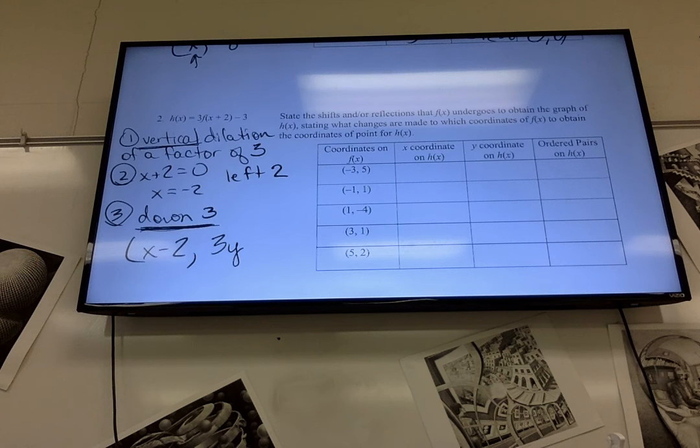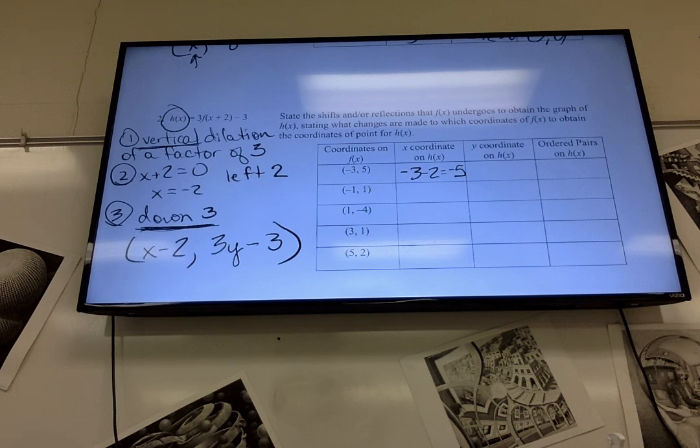So what do we do there, Kendrick? Subtract 3. So there's our formula. So I'm going to do the first x and y coordinate for h of x. So for h of x, I take x minus 2. Well, x is negative 3 minus 2. So that's negative 5. See where I got that?